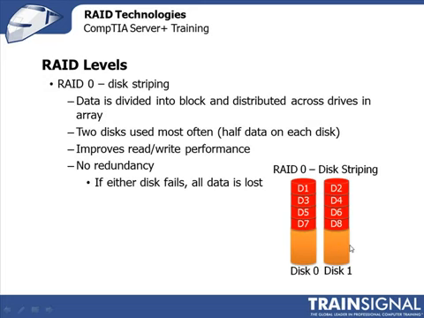RAID 0 will give you improved read-write performance, but there's no redundancy. So that means, again, with RAID 0, there's no fault tolerance at all. And since there is no redundancy, if either drive fails, all the data is lost. You'll probably only want to use RAID 0 with non-mission critical data, and where you really require high speed and a low-cost implementation. Examples of where you might want to use this level are with perhaps audio and video streaming and maybe editing, or perhaps even a web server.